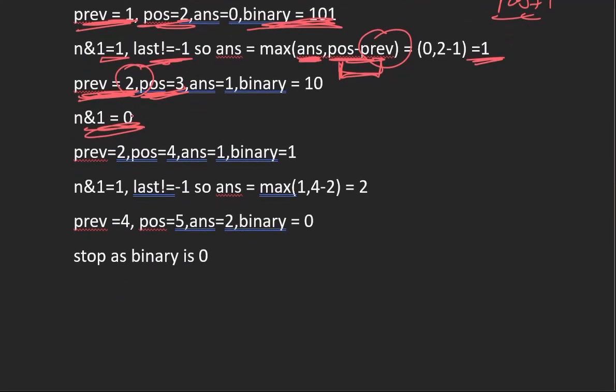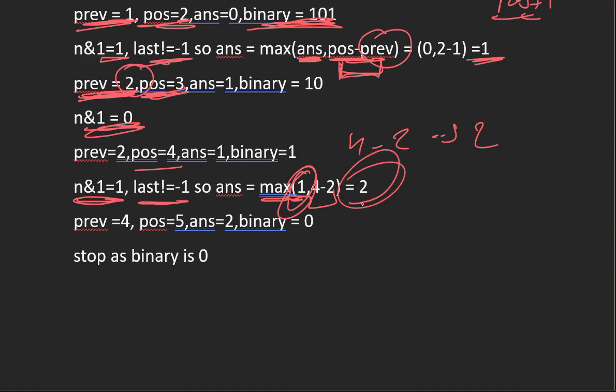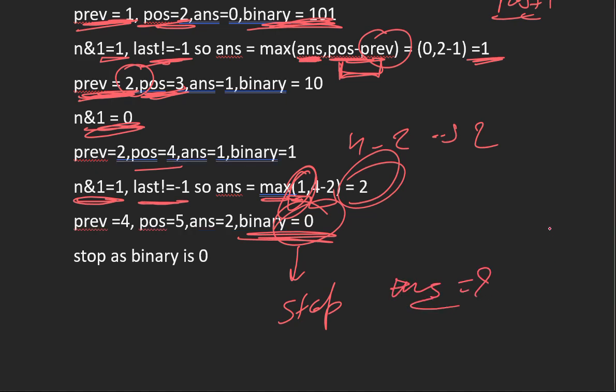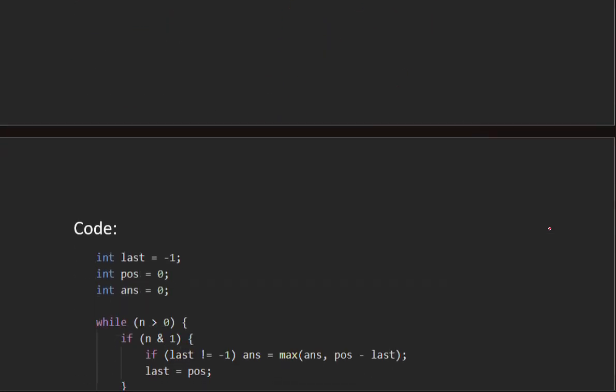Now here n and 1 is equal to 1 and last is also not equal to -1. So we update the answer by the maximum of the previous answer and the current answer, that is 4 minus 2, which is 2. So we get our answer as 2. Now if you notice, the number has become 0, so we stop and return the answer as 2.